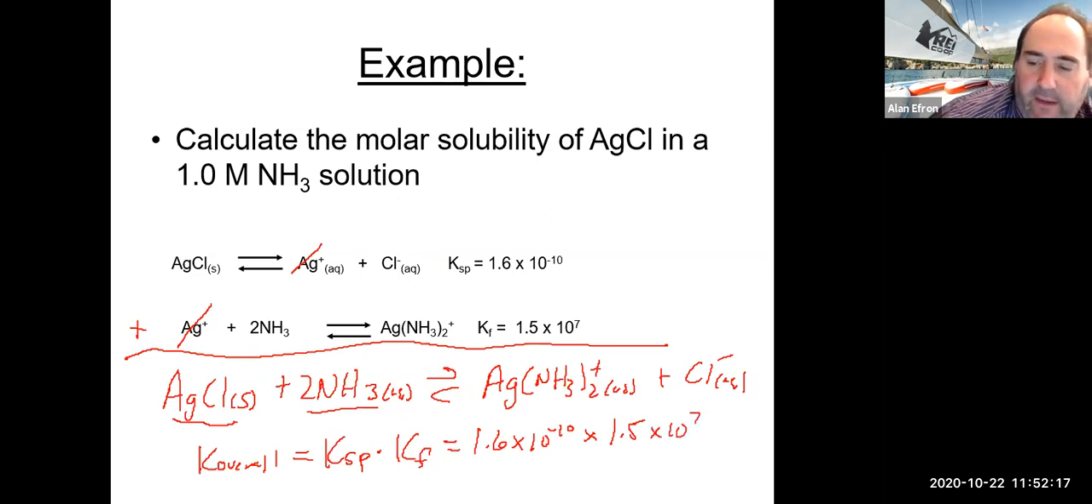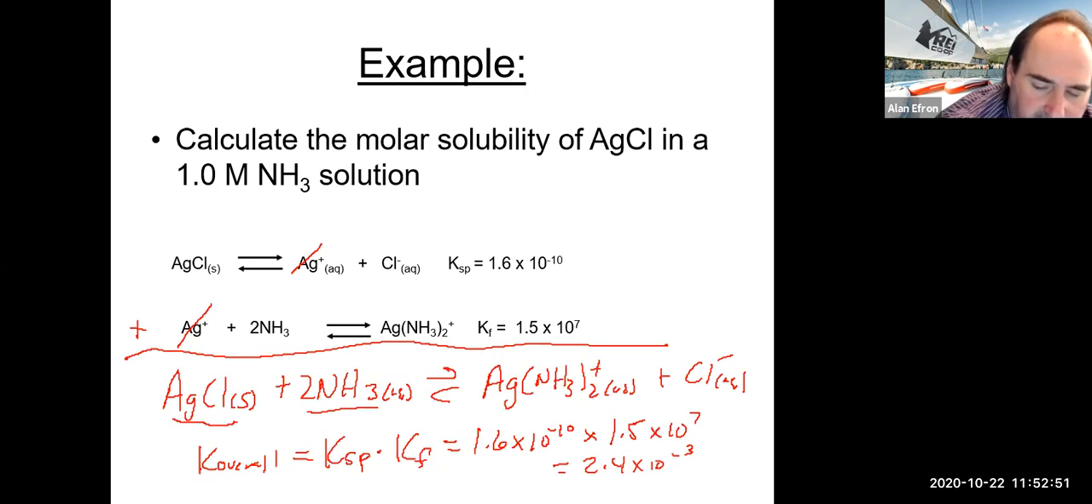If we do that, we get 1.6 times 10 to the minus 10 times 1.5 times 10 to the 7, I think. That's going to give us something like 2.4 times 10 to the minus 3. So this is the K value for the overall reaction that takes place when we take solid silver chloride and mix some ammonia in it.